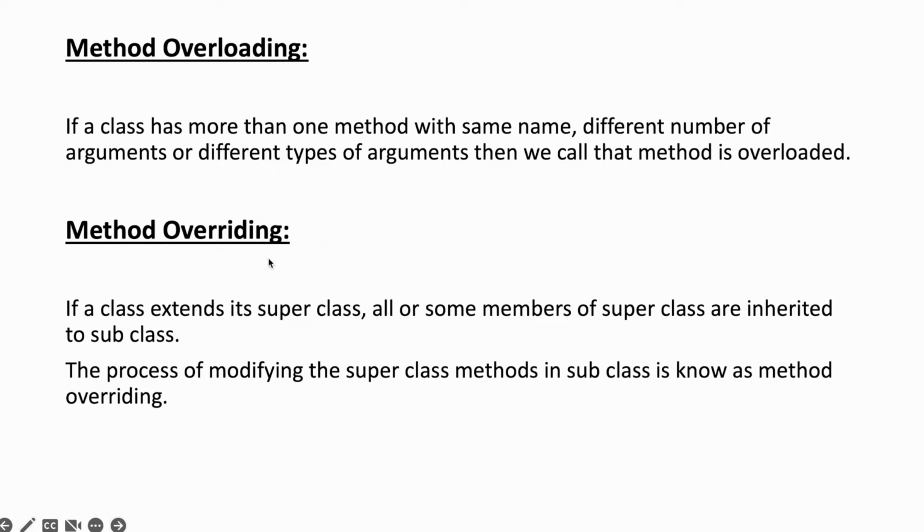Method overriding: if a class extends its superclass, all or some members of the superclass are inherited to its subclass. The process of modifying the superclass method in the subclass is known as method overriding. Now let us see the differences between method overloading and method overriding.